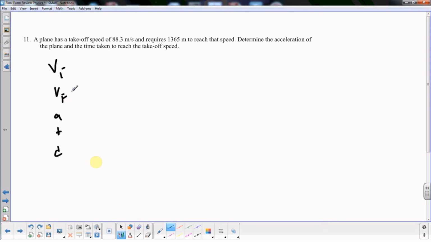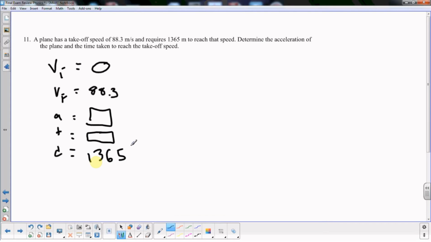88.3. Last time I checked for initial velocity, you're not getting on the plane while it's moving. I'm going to say the initial velocity is 0. Acceleration is what we're looking for. Time is also what we're looking for. The distance is 1365. That's actually the distance of the runway at loading. So a little bit of research for you. Determine the acceleration and the time.